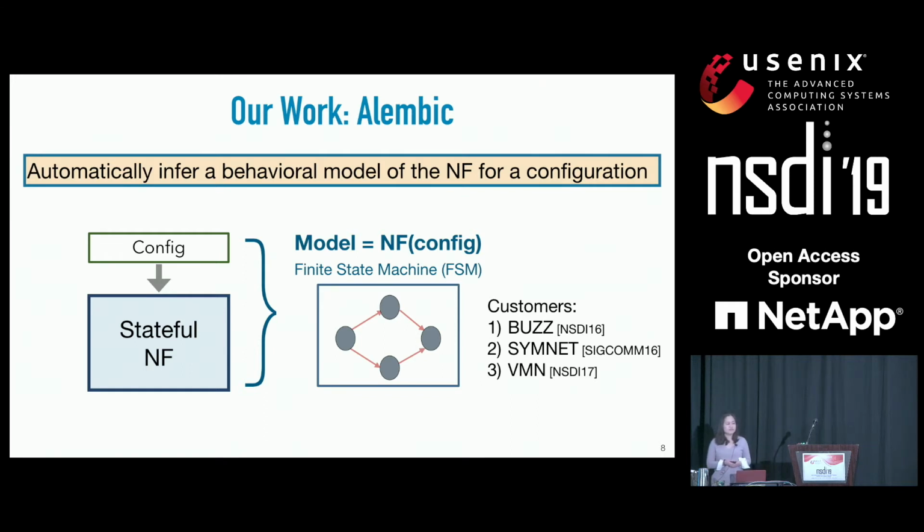shown the limitations of handwritten models, the goal of our project is to automatically infer the behavior model for a stateful network function given a configuration. Specifically, given an NF with a config, we want to output a model that describes the input and output behavior of an NF. We'll use a finite-state machine, or FSM, to denote a model. As shown by prior work, it's a natural abstraction to capture stateful behavior. The resulting model can be used by downstream network testing and verification tools.